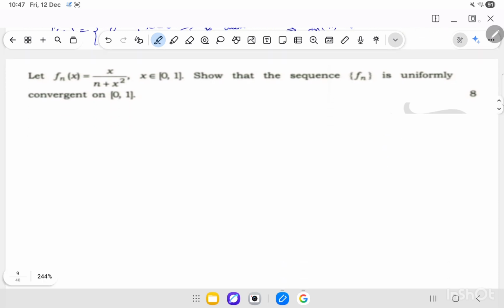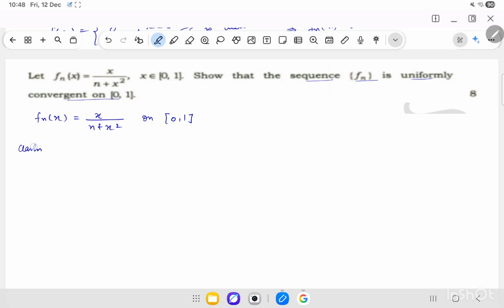Let's move on to discuss the new question. So the next question is, let fn(x) be defined as x divided by n plus x square, on the closed interval [0, 1]. So we are supposed to show that the sequence fn is uniformly convergent on [0, 1].